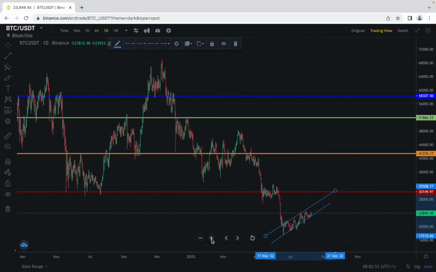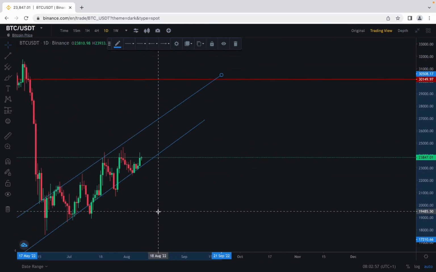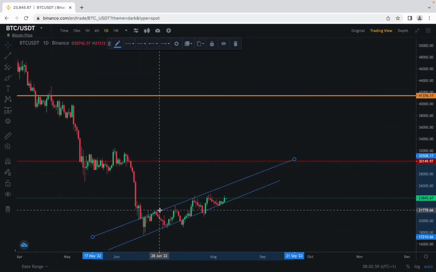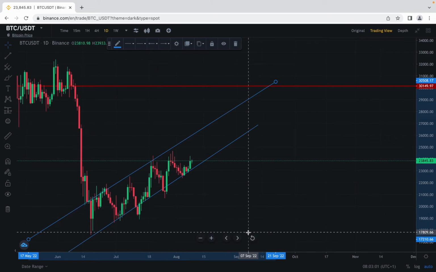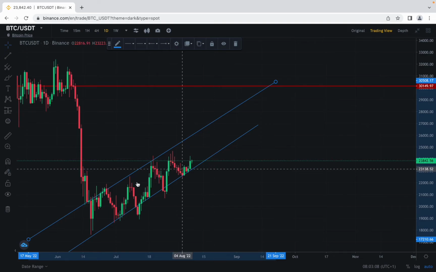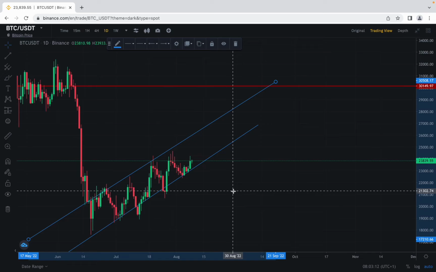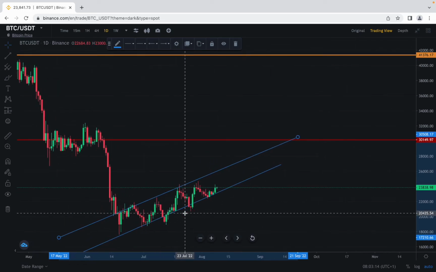Let me zoom in for us to get the clarity of this. Now look at our support and resistance here. This is what? Support on an uptrend. This is our what? Resistance. As you can see on the chart here, it is no longer on a straight line.